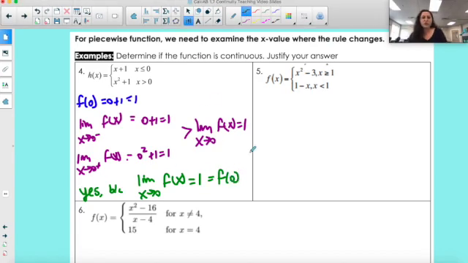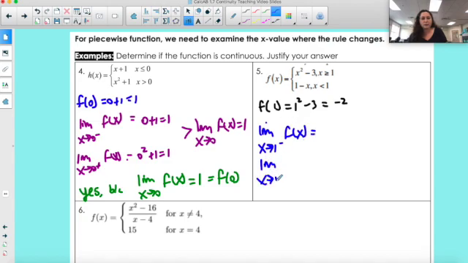All right, let's try another example. Again, let's find the f of first. So f of 1, it'll be where the equal is. It happens to be the top again. So that's 1 squared minus 3. 1 minus 3 is -2. Okay, now let's find the limits. The limit as x approaches 1 from the left, and the limit as x approaches 1 from the right.